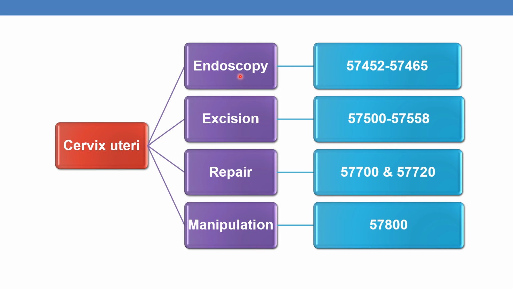The CPT range for endoscopy of cervix uteri is 57452 to 57465, and the CPT range for excision of cervix is 57500 to 57558. The next CPT range, for repair, is 57700 and 57720. Next, coming to manipulation, the CPT is 57800.